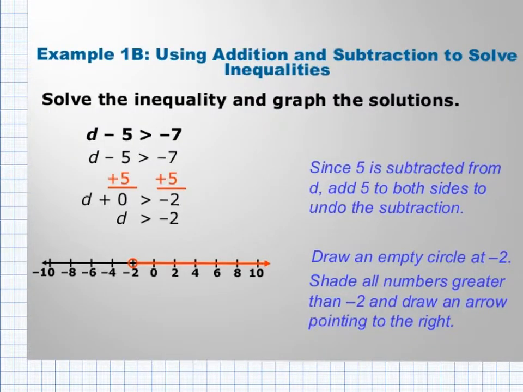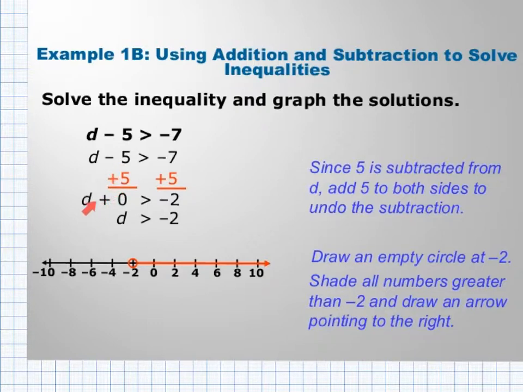So here's an example of how to use addition and subtraction to solve inequalities. First thing you're going to do is solve the inequality and graph the solutions. So our original inequality is d minus 5 is greater than negative 7. Since 5 is being subtracted from the d, we're going to add 5 to both sides to get rid of the 5 so that the d is isolated and it undoes the subtraction.